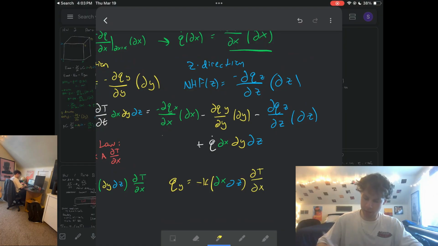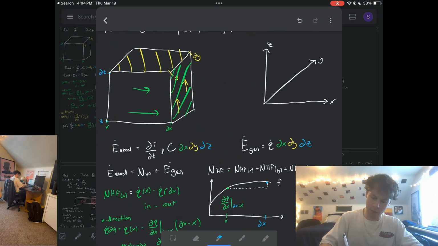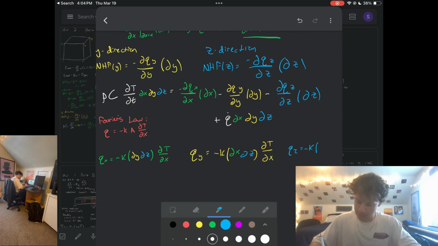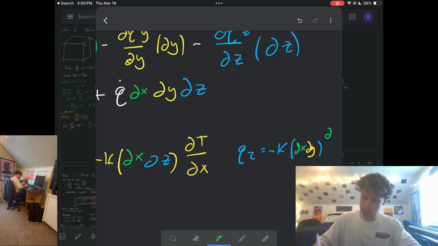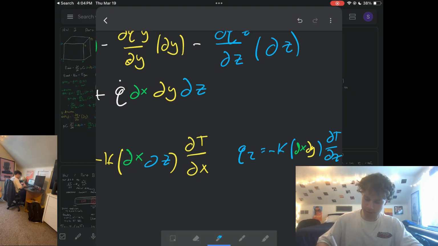And then finally, for our heat flow z, we'll get our negative thermal conductivity times, in this case, flowing this way, the area as dx dy, times our temperature gradient. Oops. And this should be y.